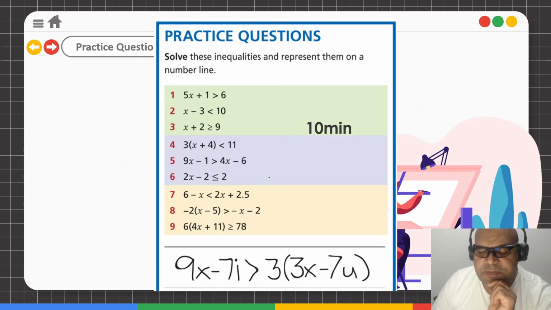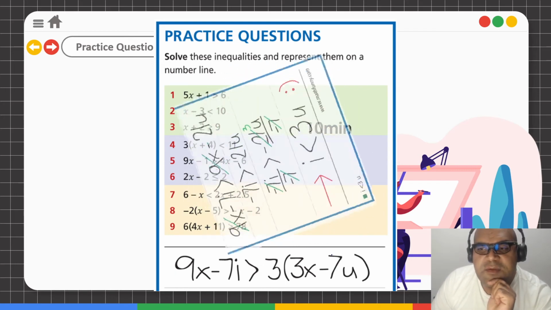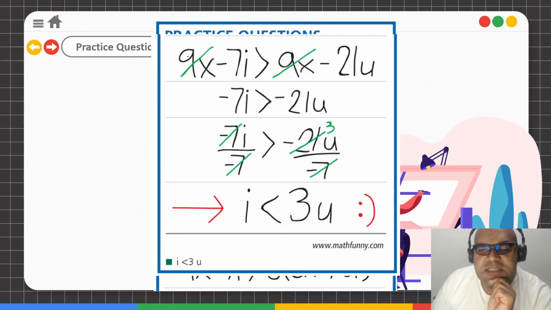First, distribute. Okay. 3 times 3x, 9x. 3 times -7, -21u. And here we have 9x, moved by the opposite, -9x on both sides, goodbye 9x. And we have just -7i greater than -21u.